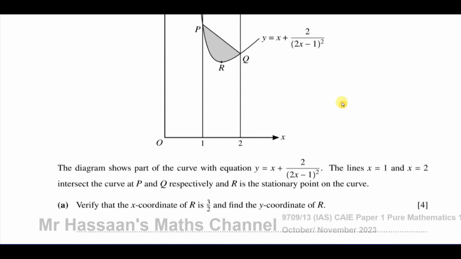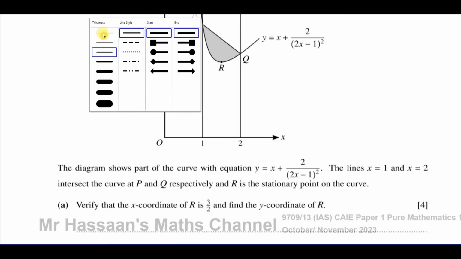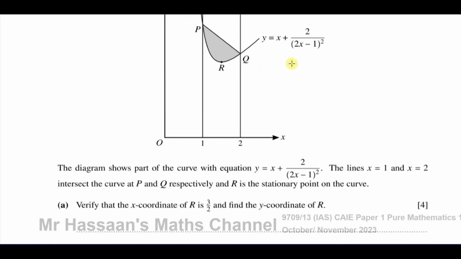So this question here is about the stationary point. Now, the stationary point is a point of zero gradient. We can see from the curve that this is a point where the gradient is 0. If you draw a tangent, it's horizontal. So at the point R, the important point is that the gradient is 0. The gradient at R is equal to 0.